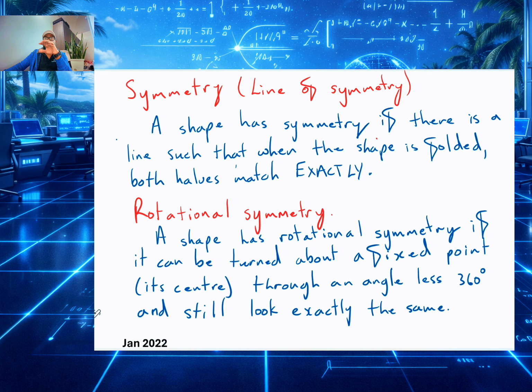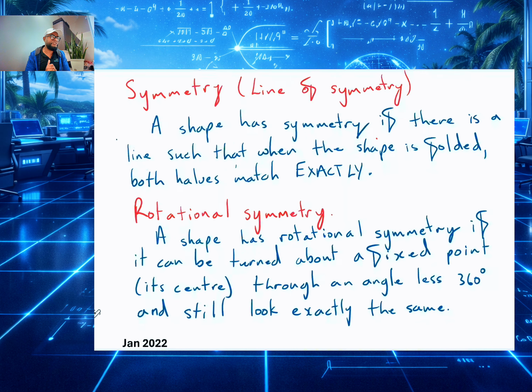Symmetry. A shape has a line of symmetry if there is a line such that when the shape is folded, both halves match exactly. Basically, that line of symmetry cuts the shape into two equal parts, right? Then rotational symmetry. Think of a square, right? If you turn a square this way it will look the same, if you turn a square this way it will look the same, right?